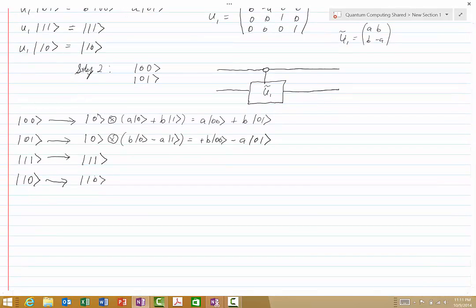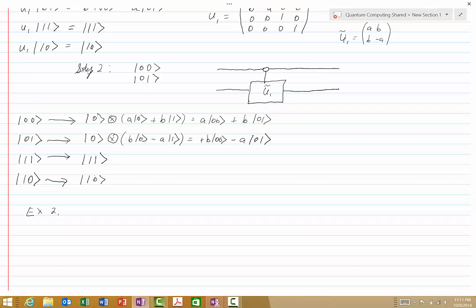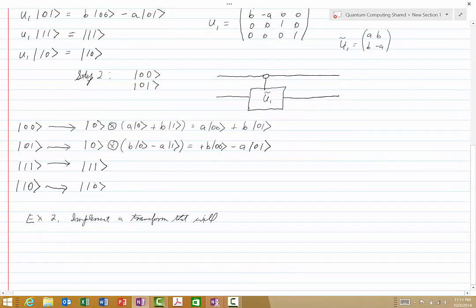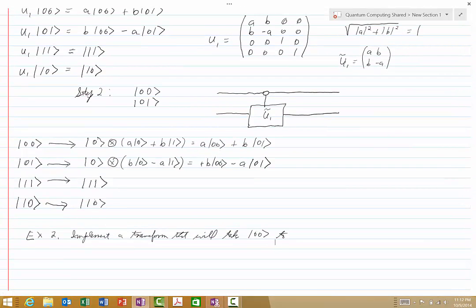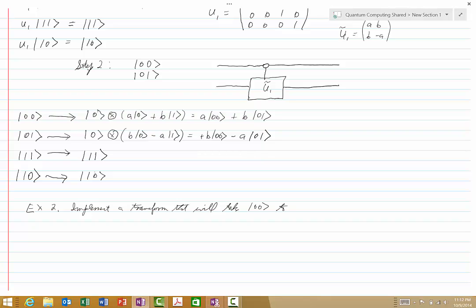Now let's look at another example. We'll call this example 2. And here we want to implement a transform that will take 0, 0 to, this time, let's say C times 0, 0 plus D times 1, 1.